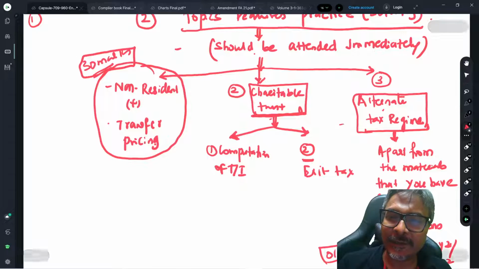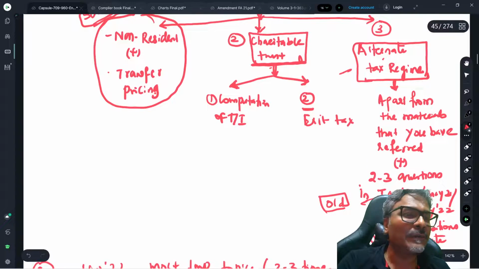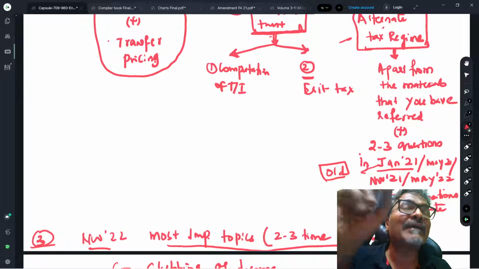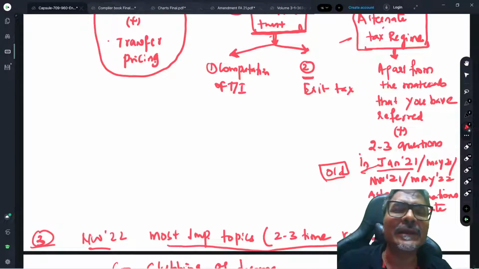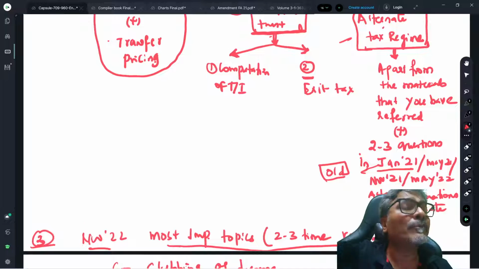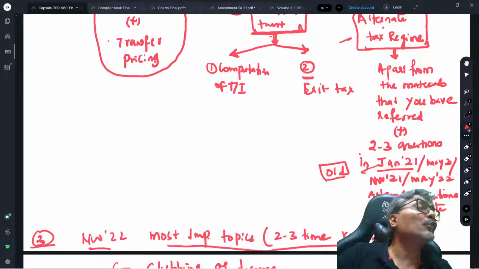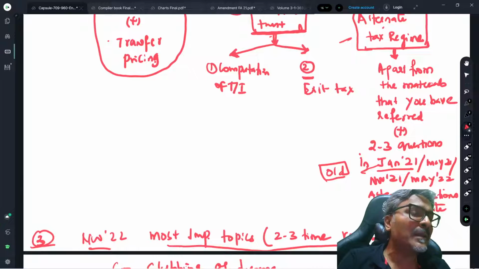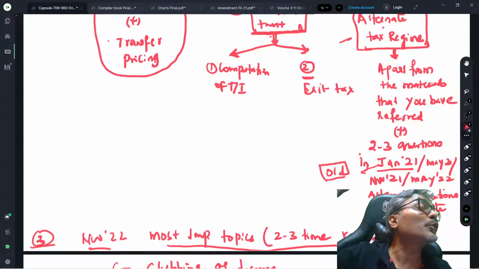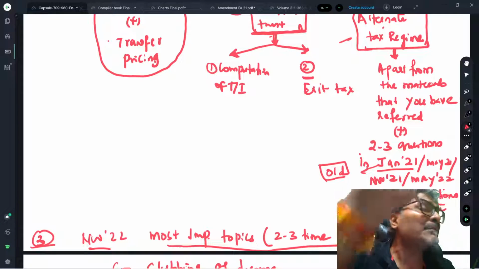Fortune favors the brave. And the last is the alternate tax regime, for which I told you, apart from whatever material that you may have referred, you have to compulsorily solve the 3 or 4 questions which the ICI has asked so far from Jan 21 attempt till May 22 attempt. That could be either old or the new course, as the case may be. You have to solve those 3 to 4 questions, because it is question number 1, and question number 1 is for 14 marks.